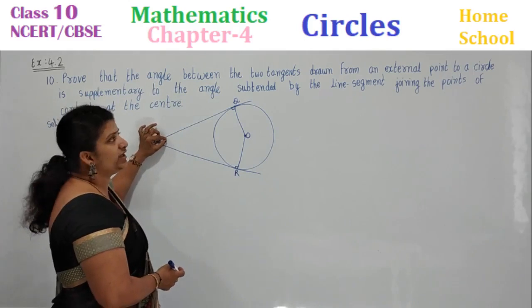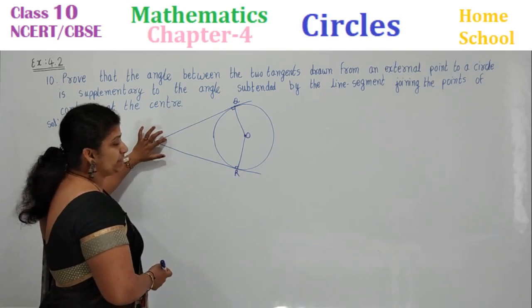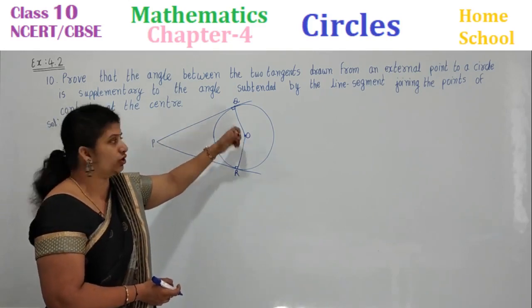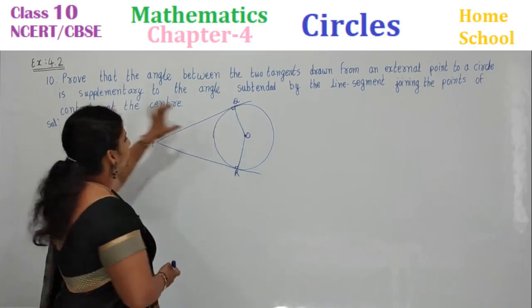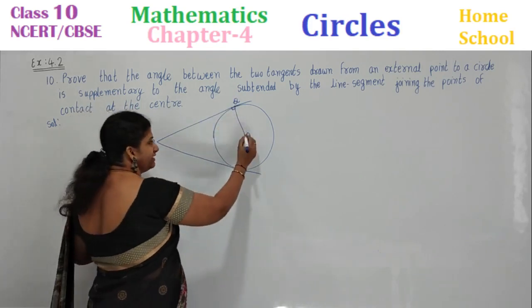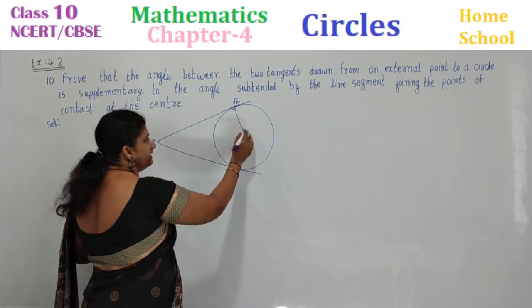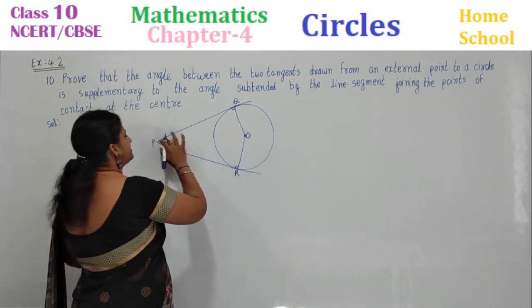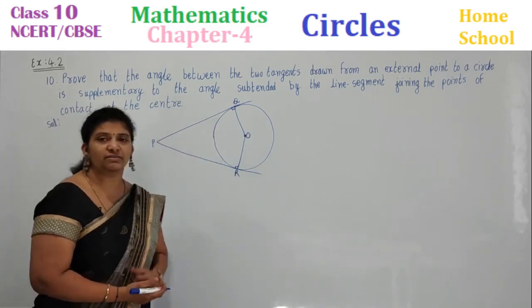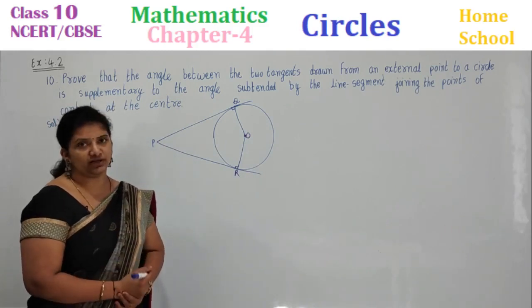The angle between the two tangents drawn from an external point to a circle is supplementary to the angle subtended by the line segment joining the point of contact to the center. Where is the line segment joining the point of contact to the center? This is the line, right? It is a radius. This angle plus this angle is supplementary. Supplementary means this angle plus this angle sum is equal to 180 degrees. I need to prove this. How can I prove this one?